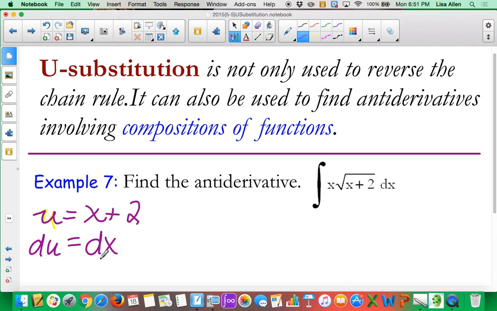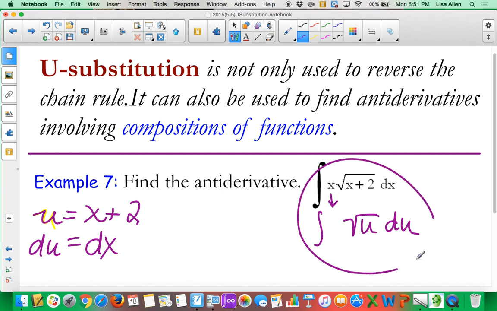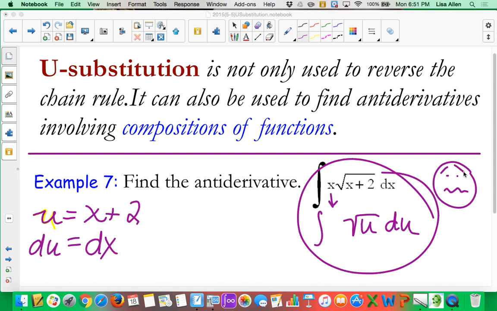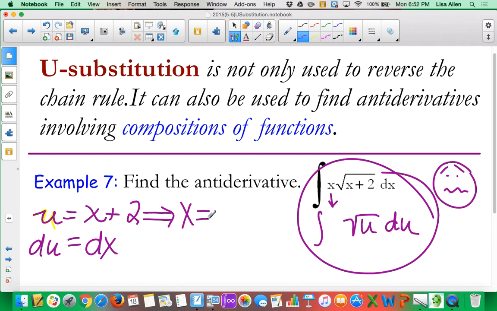So we begin to substitute, and the first thing we notice is that we've got this square root of u, and we've got a du, but what do we do about the x? So we clearly have a problem here, and we've got to find our way through this. So the one thing that I do is I come back over here and I look at the u. So if u is equal to x plus 2, what is x equal to? X is equal to u minus 2. Well, maybe that'll help us resolve this.